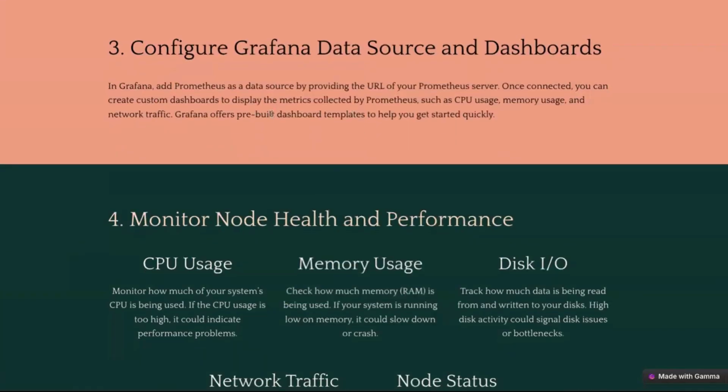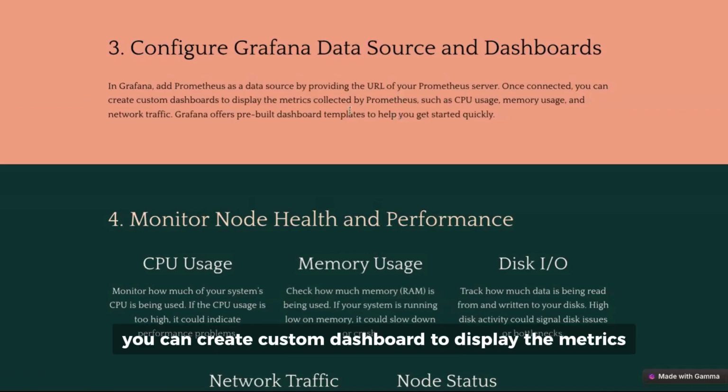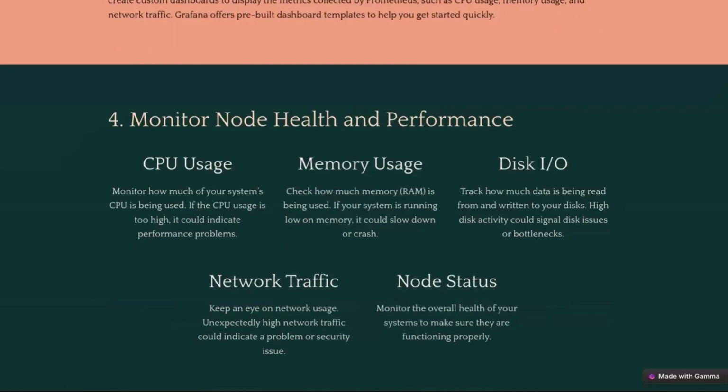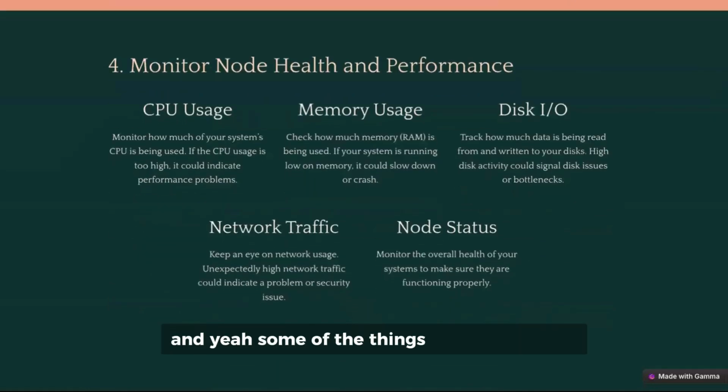In Grafana, you add Prometheus as a data source by providing the URL to your Prometheus server. Once connected, you can create custom dashboards to display the metrics collected by Prometheus, such as your CPU usage, memory usage, network traffic, and all of this. It also offers pre-built dashboard templates for you to leverage.